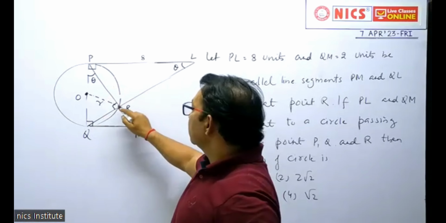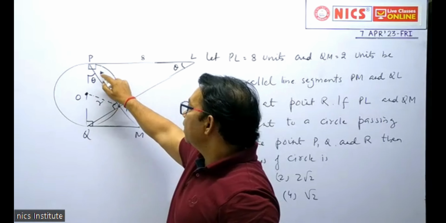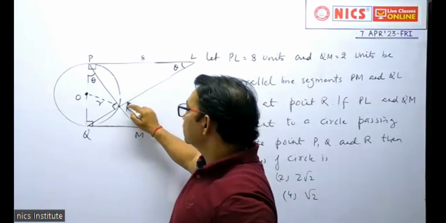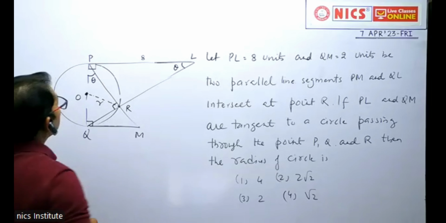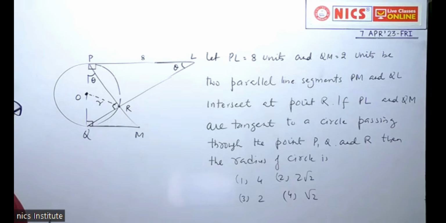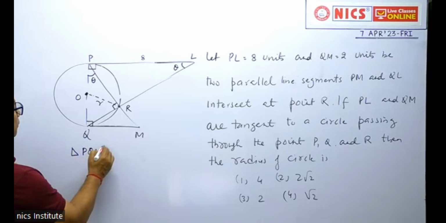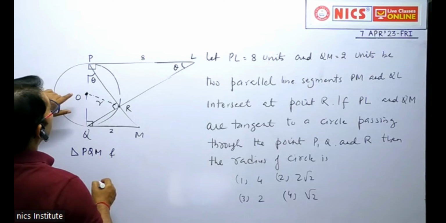This is a right angle triangle R. So if this angle is theta, this would be 90 minus theta. This is 90 because the angle in a semicircle is 90. So this would be theta. And then if I consider two right triangles here, one is right triangle PQM. This is 2, it's been given to us. And another right triangle I consider.